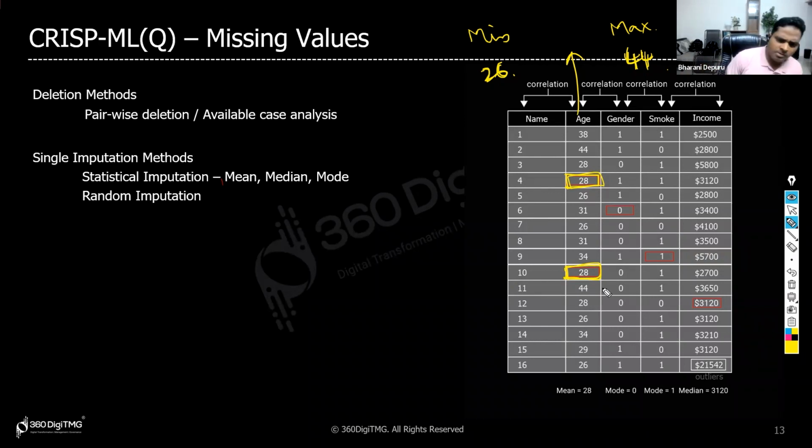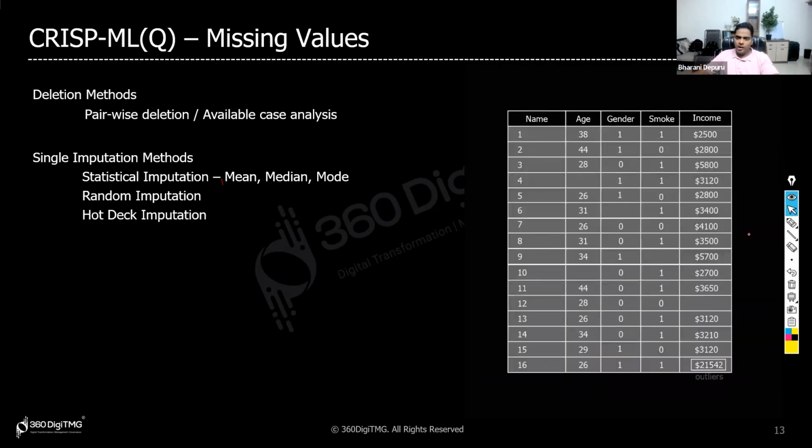You choose some random number, whatever. Random means random. There is no logic there. But you ensure that the random values are chosen between this range, say 32 randomly. So replace these missing values with 32. That's random imputation. Then we have something called hot deck imputation.